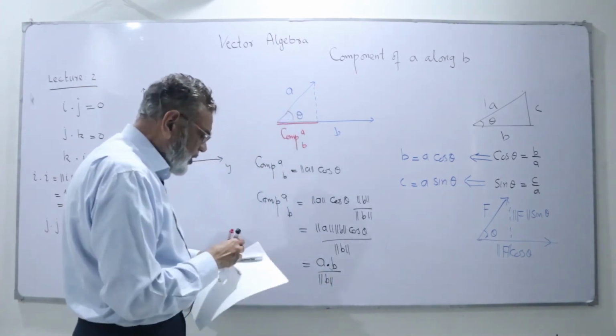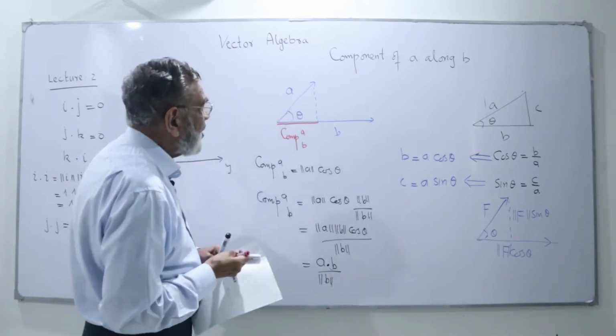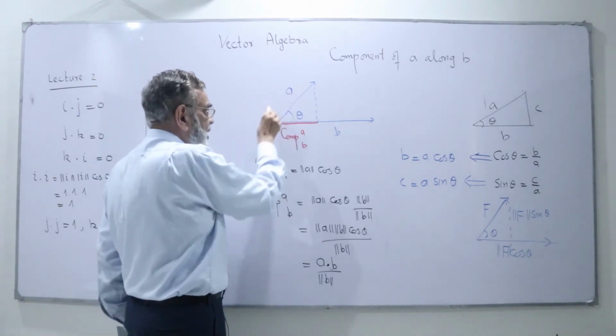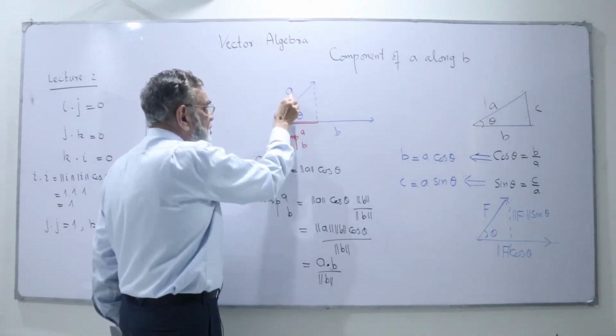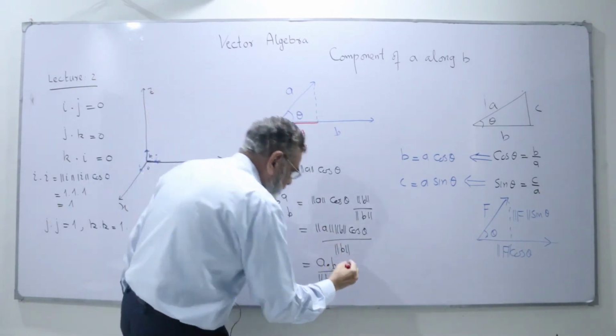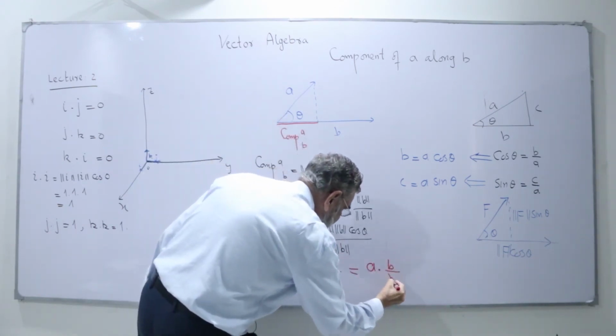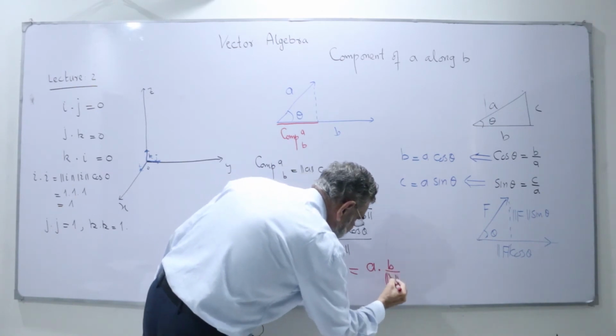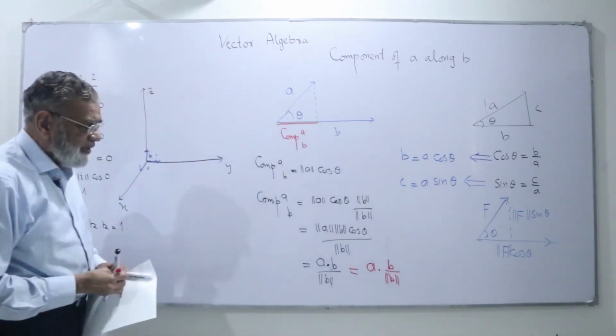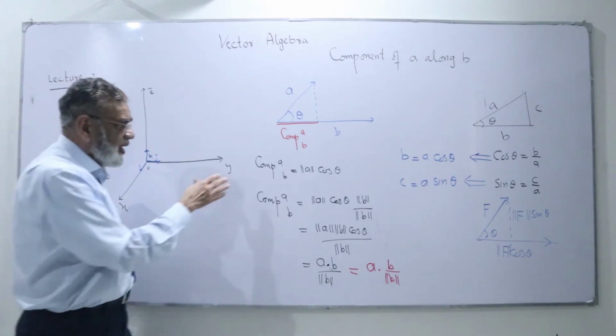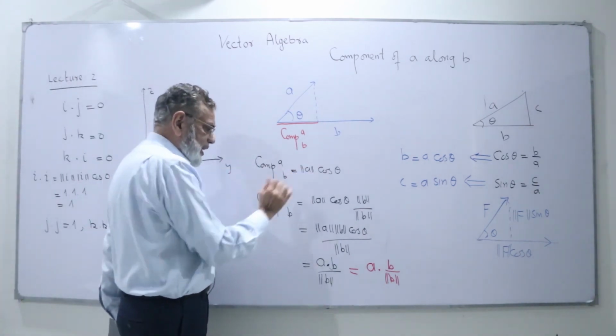Another way of looking at this is very interesting. I want to find the component of A along B. I take the dot product of A with the unit vector along B. So this is equal to A dot the unit vector in the direction of B. The direction of B is B over the magnitude of B. They are all equivalent. So we can write that the component of A along B is the magnitude of A cosine theta.